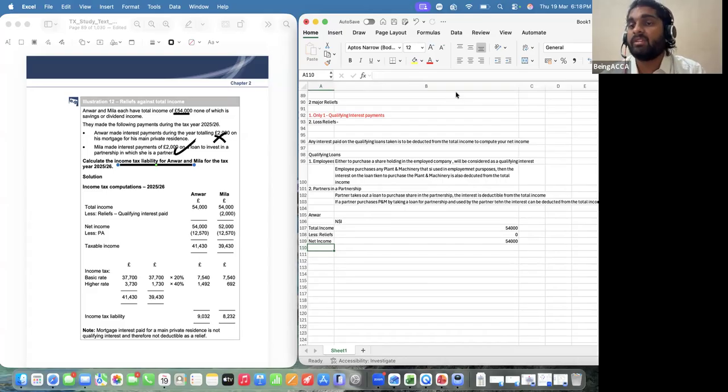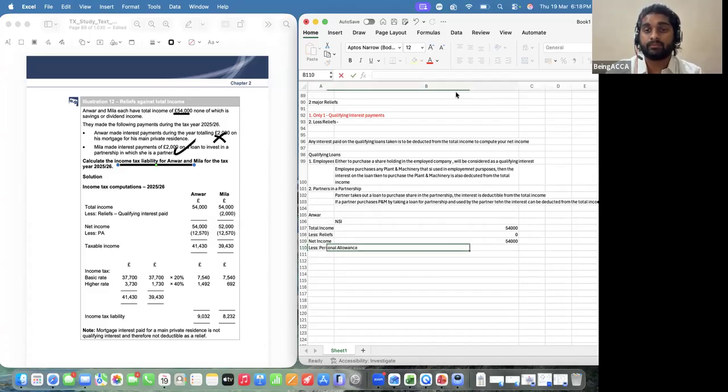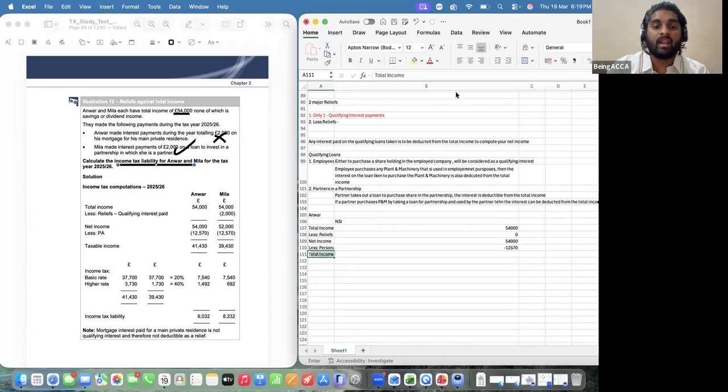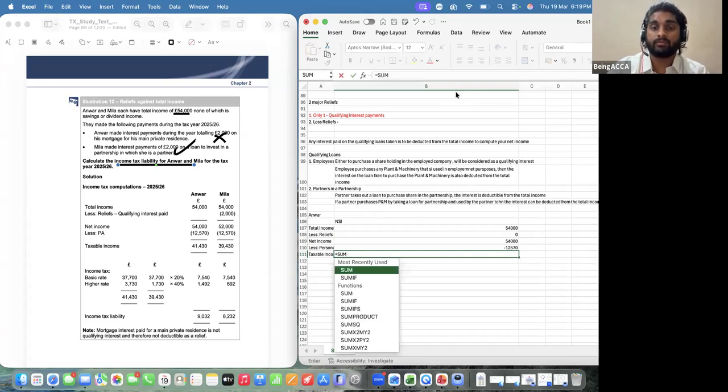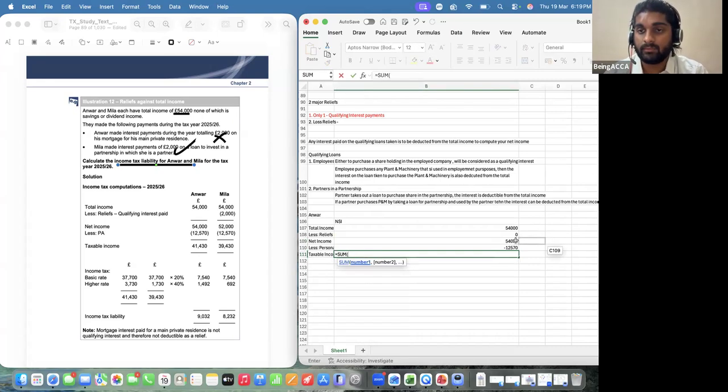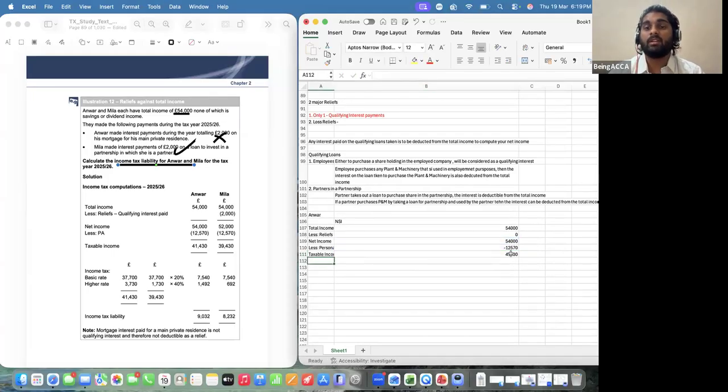From this we should deduct our personal allowance, less personal allowance, which is minus 12,570, to get our taxable income, which is equal to the sum of this minus this, which will be equal to 41,430. That is the taxable income of Anwar.